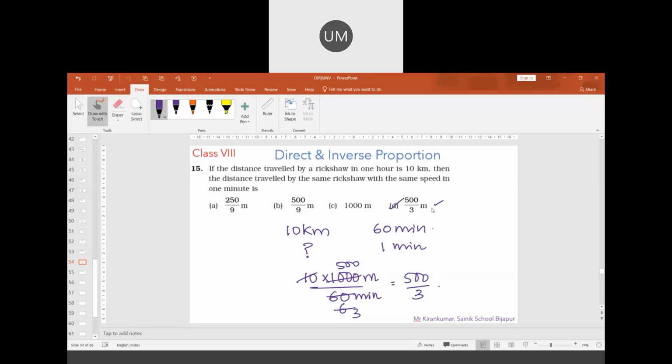500 by 3 meters is correct because they have asked for 1 minute. This you will get in terms of meter per minute. So it means that in a minute, 500 by 3 meters can be covered. Clear?